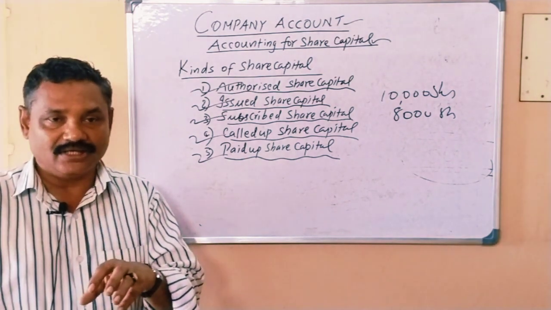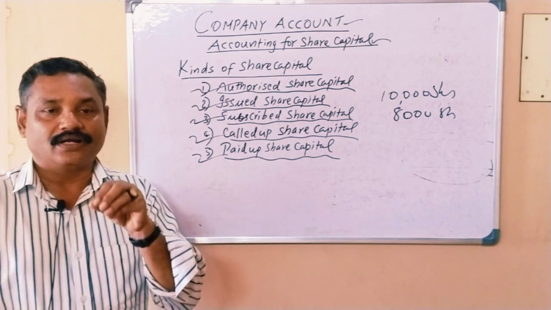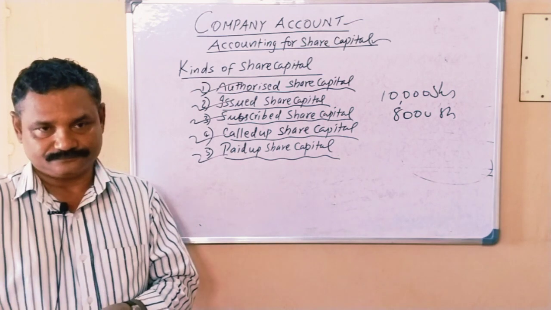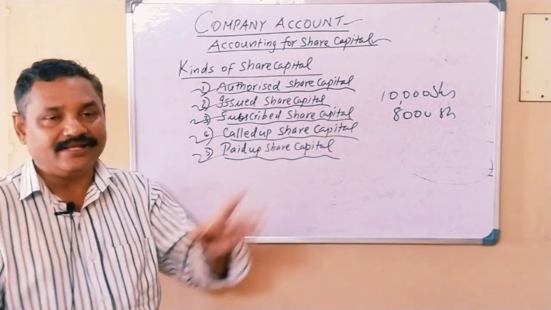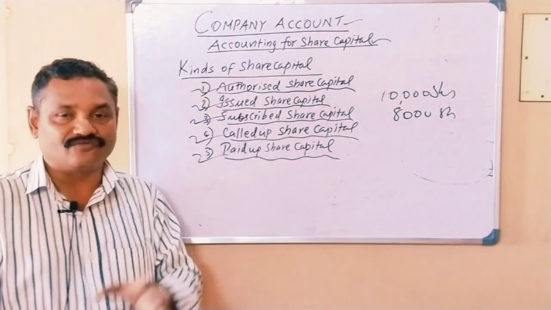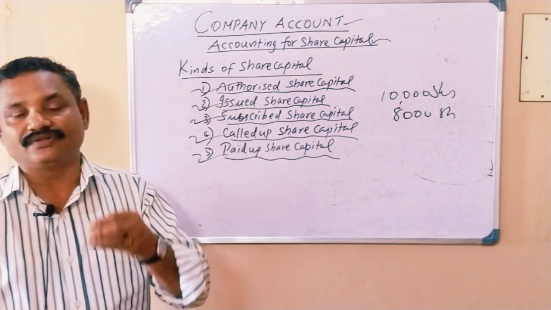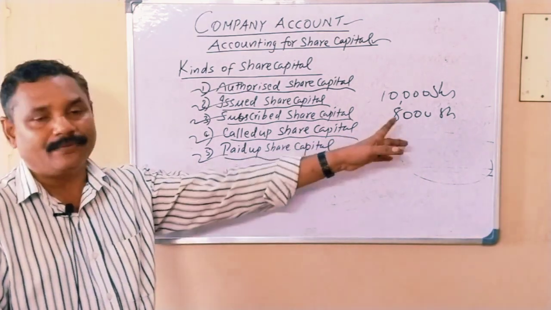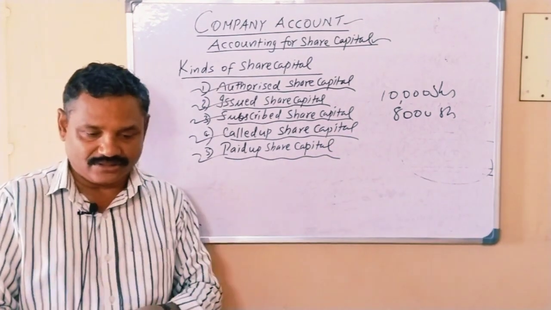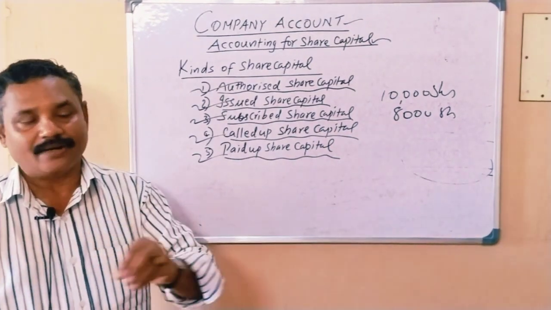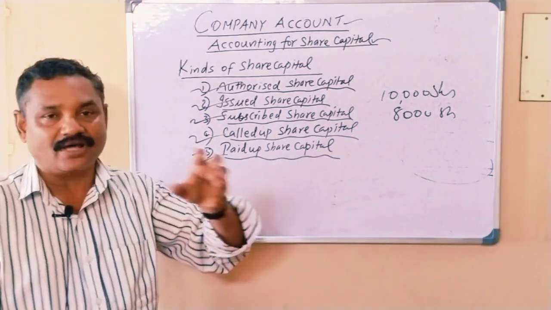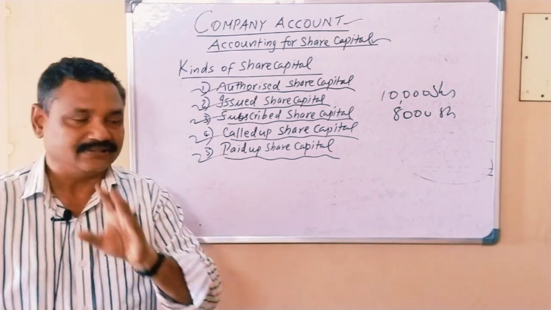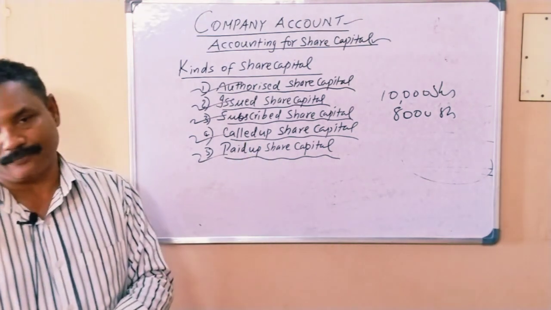The number of shares purchased or taken up by the public is called subscribed shares. If the company issues 10,000 shares and the public is willing to subscribe the full number, then 10,000 itself will be the subscribed share capital. Otherwise, if our company is issuing 8,000 shares and the shareholders have taken all 8,000 shares, that will be the subscribed share capital of the company. Next, called up share capital.